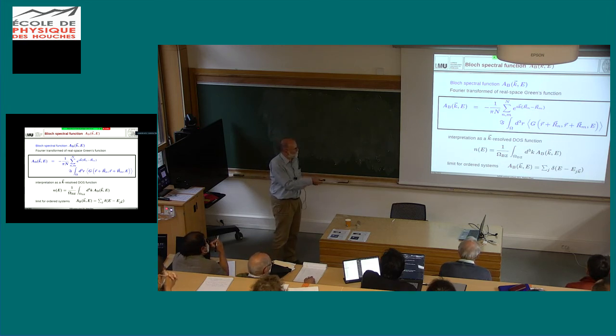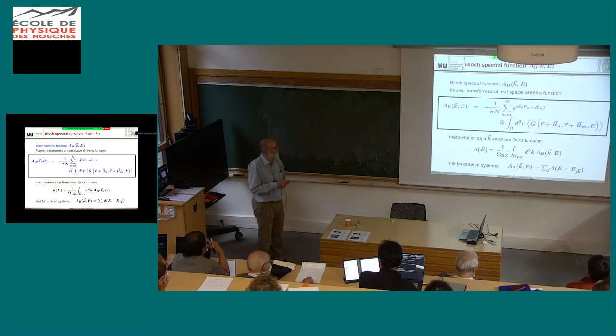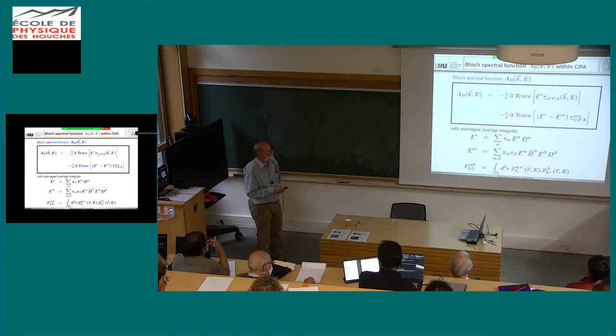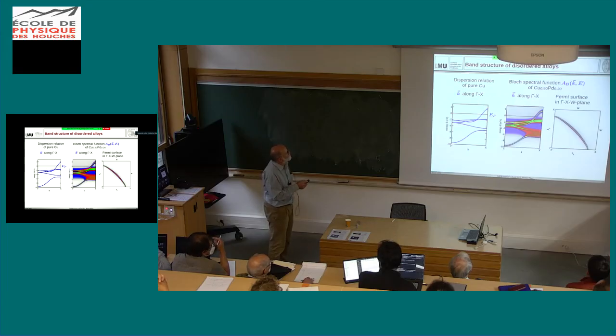In other words, if I integrate over all states in the Brillouin zone, I get the density of states. And if I apply the concept to a pure system, an ordered system, I just get, for the Bloch spectral function, this bunch of delta functions. So that means exactly the information that the dispersion is delivering for an ordered system using a k-space method. So here are some more formulas for how this is calculated in practice, but that's not so interesting, I would say, at the moment. Let's look at an example.